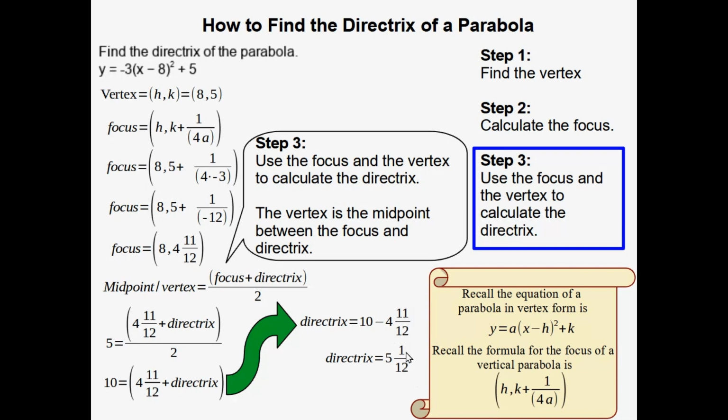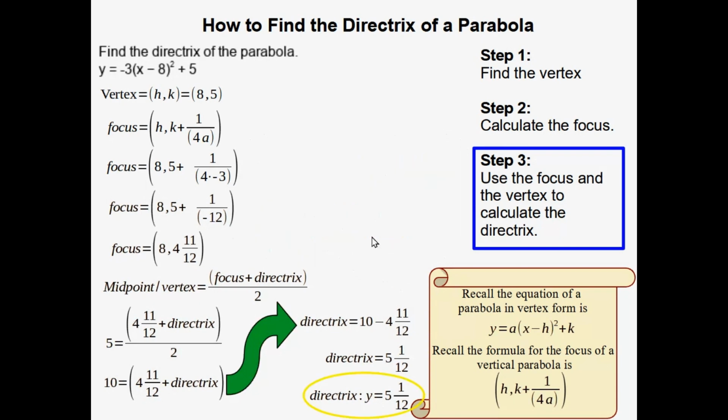Now, if you were listening very carefully, I said the directrix is a line. So most teachers, I don't think, will be happy with this. You should write it in equation form. So in this case, our directrix is y equals 5 and 1/12. You can find it if your parabola is horizontal, but that's a little bit different. We'll have to go over that in another video.